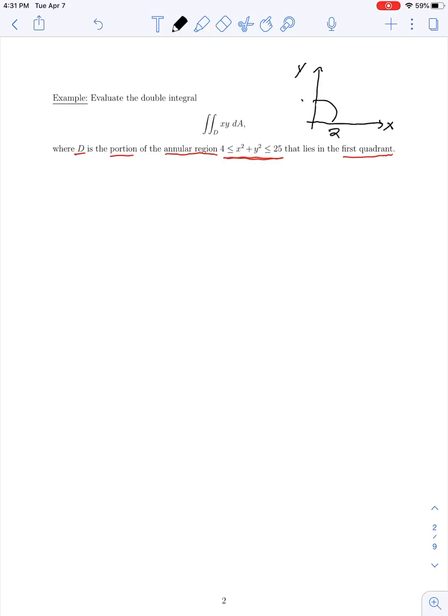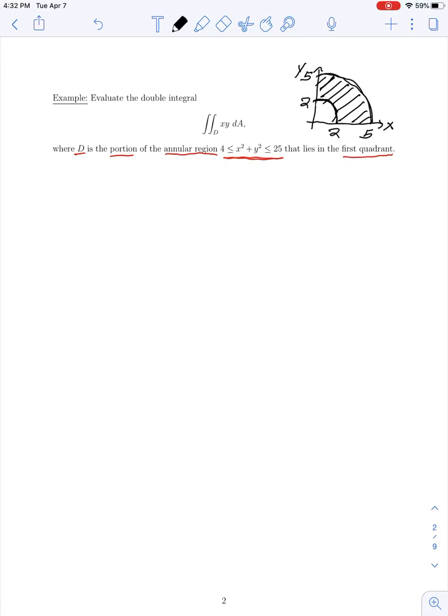So here we'd have this segment of our circle lying in the first quadrant, and the other edge of this region is described by the equation x squared plus y squared is equal to 25, which would give us a circle centered at the origin of radius 5. So if we look at the portion of that annulus that lies in the first quadrant, we would have this little section of our annulus, or our ring, that lies within that first quadrant.